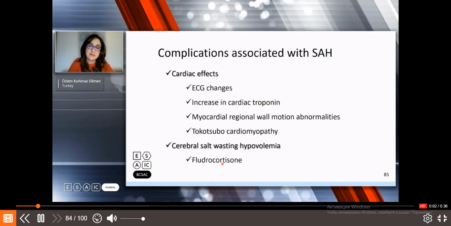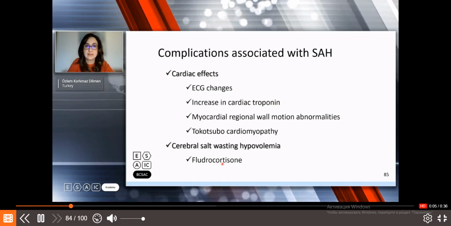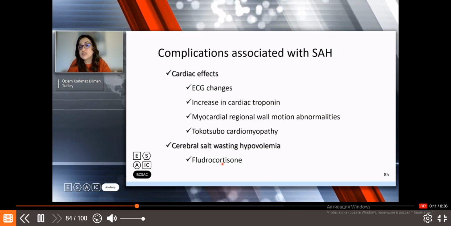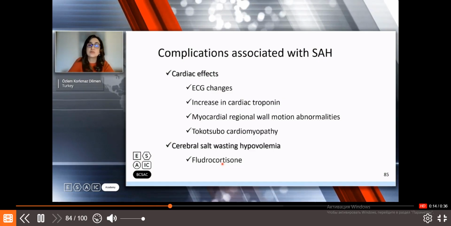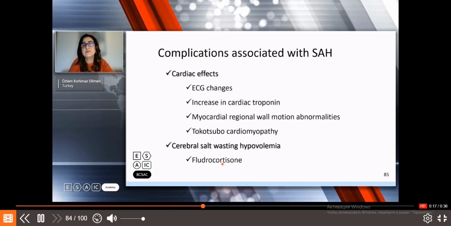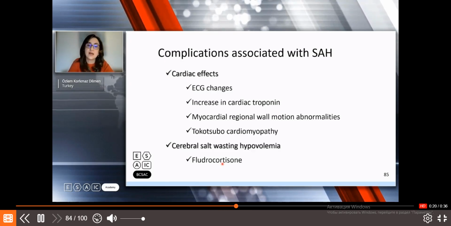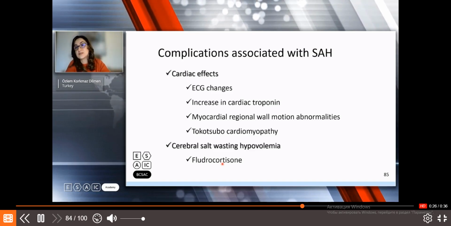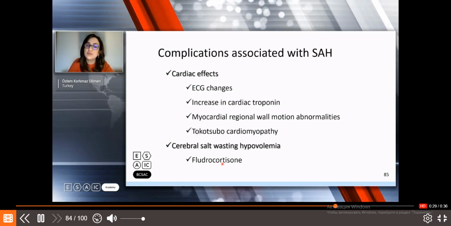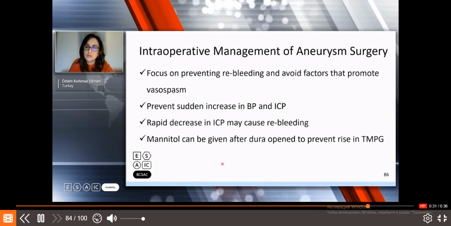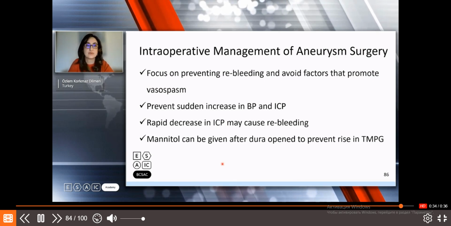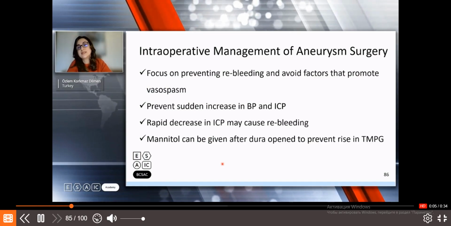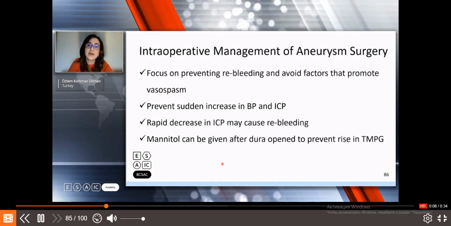We also have some cardiac complications following subarachnoid hemorrhage, such as ECG changes, increased troponin levels, myocardial regional wall motion abnormalities, and Takotsubo cardiomyopathy. Cerebral salt wasting can be seen with hypovolemia. During the treatment, besides fluid resuscitation and sodium administration, we need to use fludrocortisone, which blocks urinary loss of sodium. And during the intraoperative period, we need to focus on preventing rebleeding.